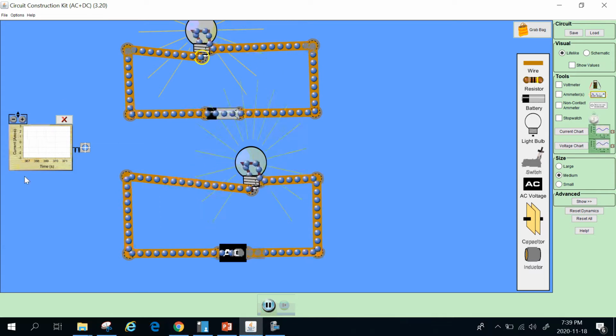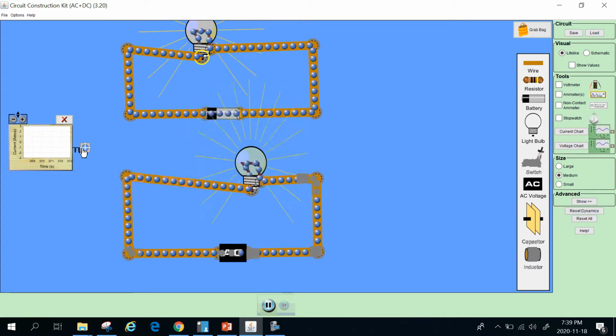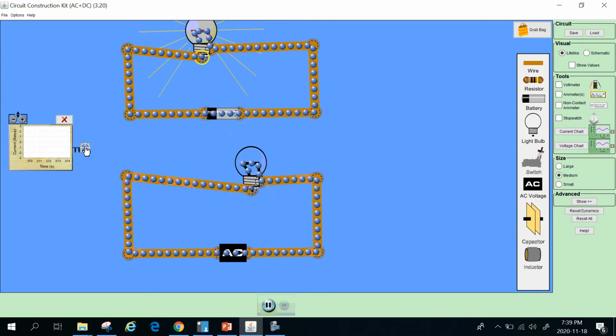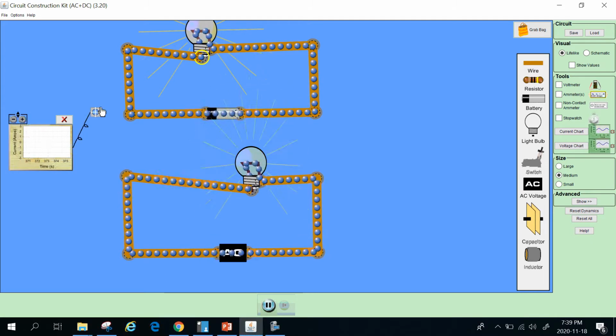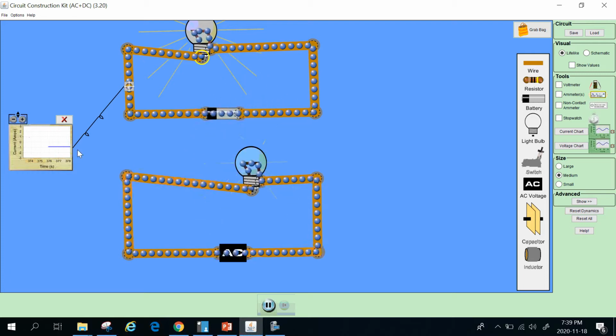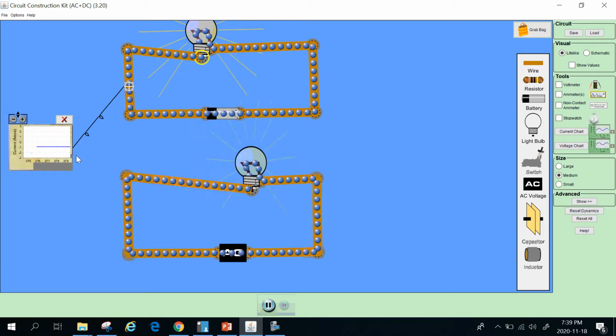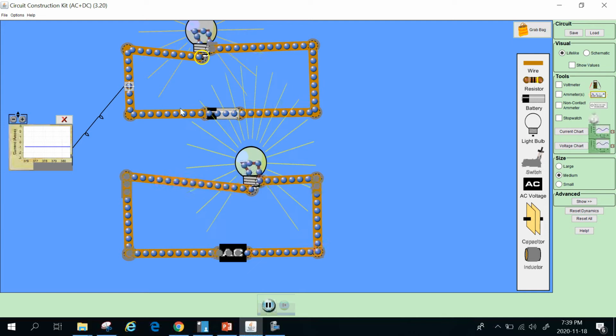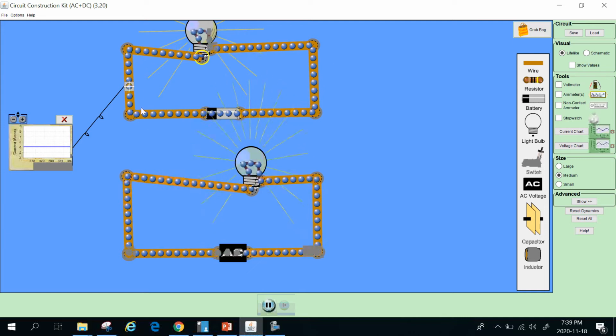I have over here at the right-hand side an ammeter, which can allow us to measure the current going through each of these. So if we hook it up to the DC current, first of all, now we can see the graph. And what we have is constant current that's going through this particular conductor.